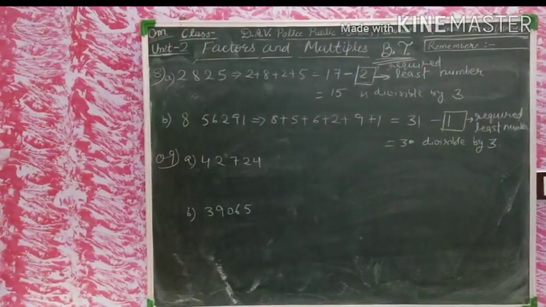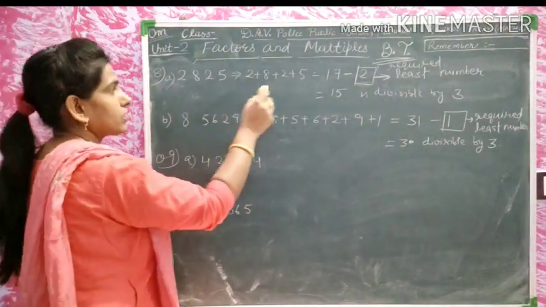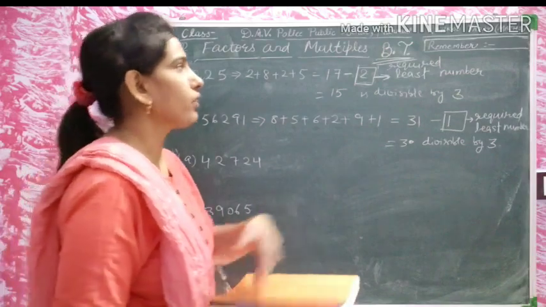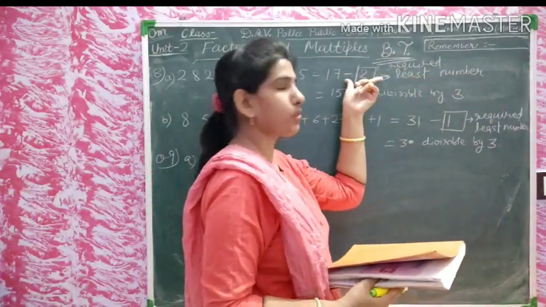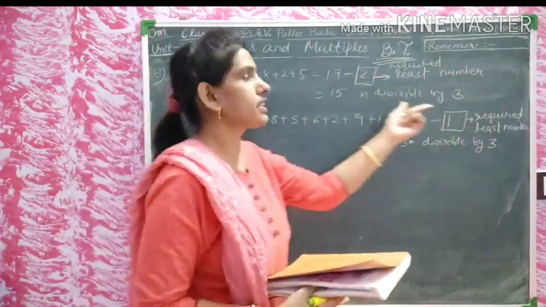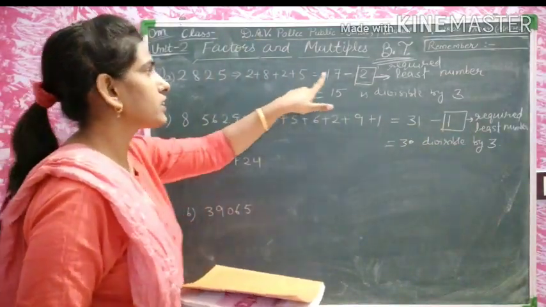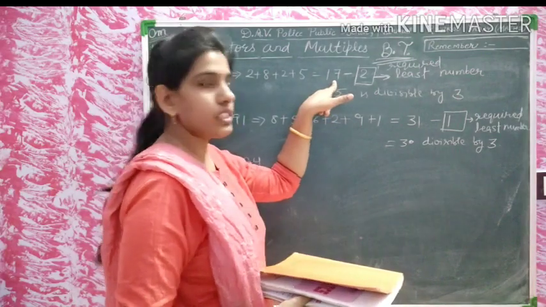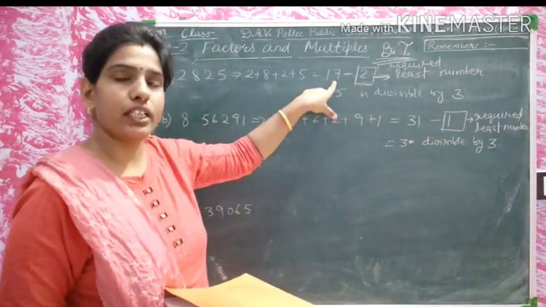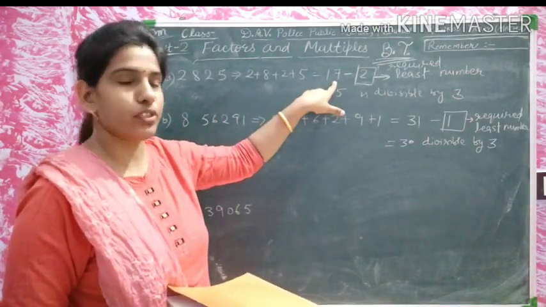So students, there is question number 8. In question number 8, it is asking what is the least number required to subtract from this number such that it is divisible by 3. Adding these digits, it equals 17. In 17, what must be subtracted so that it is divisible by 3?